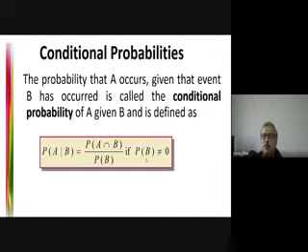If probability of B is 0, it means that B never happened, so in that case we cannot calculate the conditional probability. So B should happen, and only then, if we are calculating that B has already occurred, can we calculate the chance that A will occur. That is actually the conditional probability of A given B.